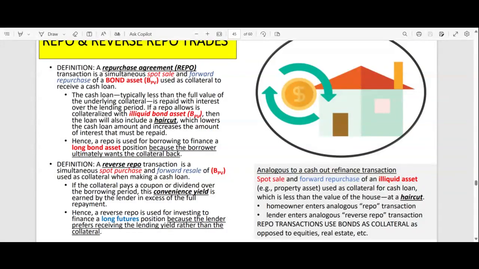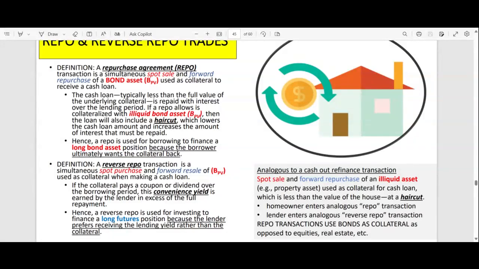But okay, so now let's talk about a repo agreement. Keep that analogy in the back of your mind. The reverse repo is the guy giving the loan and getting the asset.